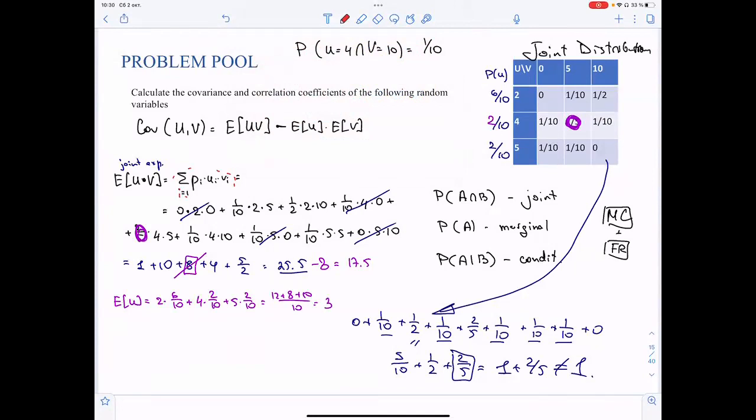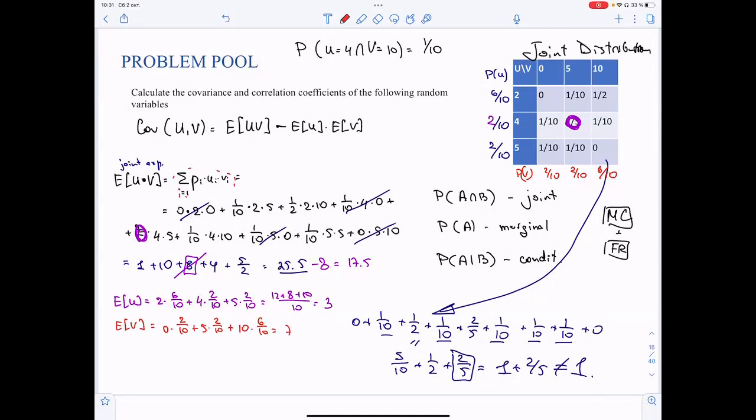Now, let's do the marginal expectation of V. In order to calculate the marginal expectation of V, we need to know the marginal distribution of V. And here I'm going to write it. It's 2/10, 2/10, and obviously it's going to be 6/10 here. The expectation of V is 0 times 2/10, 5 times 2/10, and 10 times 6/10. It's 1, so it's 7. Yeah, it seems to be 7.